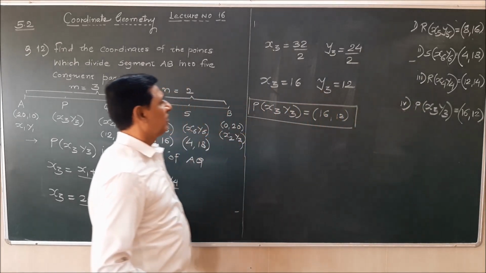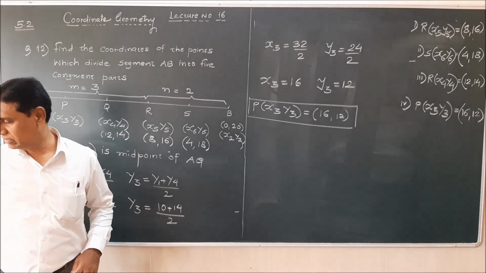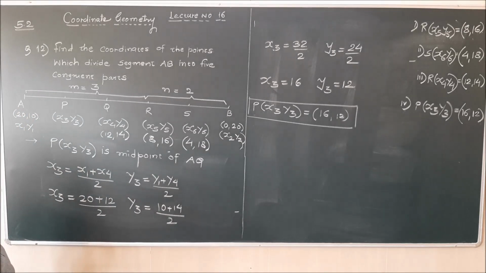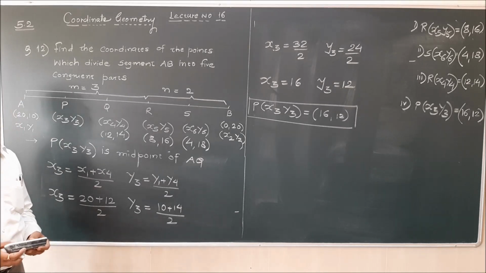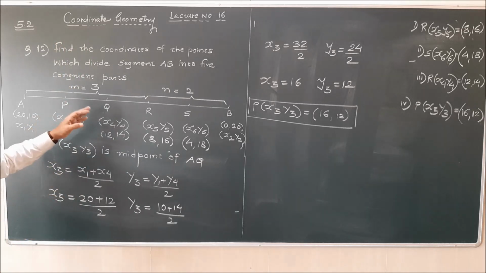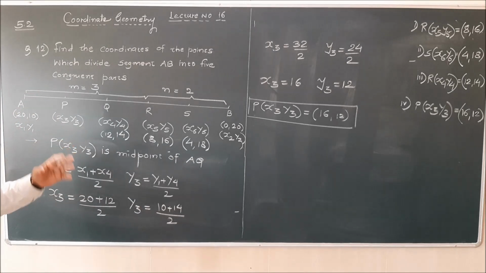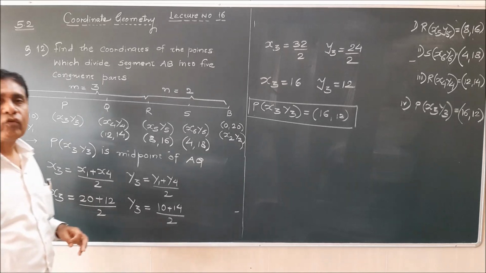So this is how you will find it is a very big sum. The given segment is divided into 5 component parts, and if it is divided into 5 component parts, it is not so simple to find out the coordinates of this P, Q, R, S. You know, there are 6 coordinates, including A and B. So this question will surely carry 4 marks.